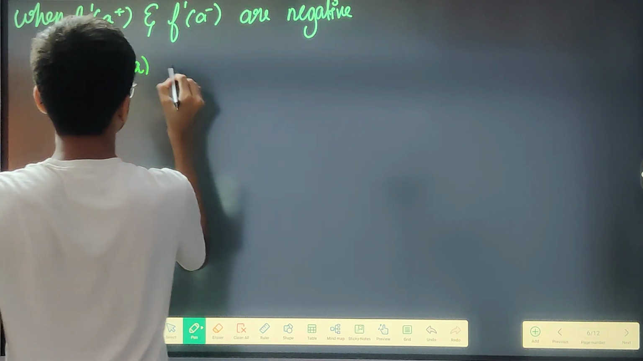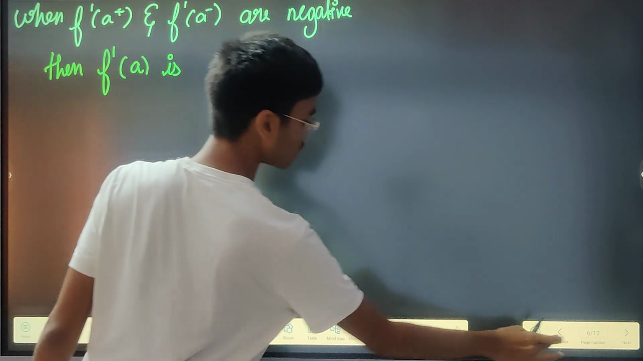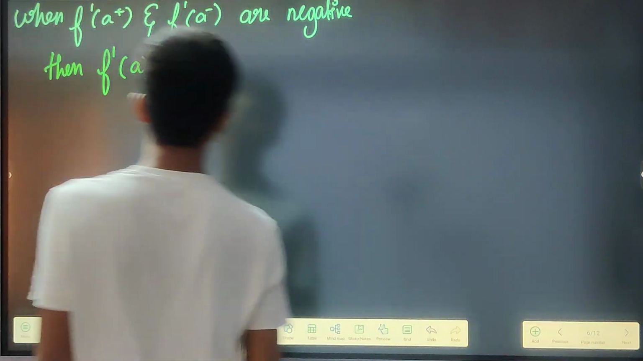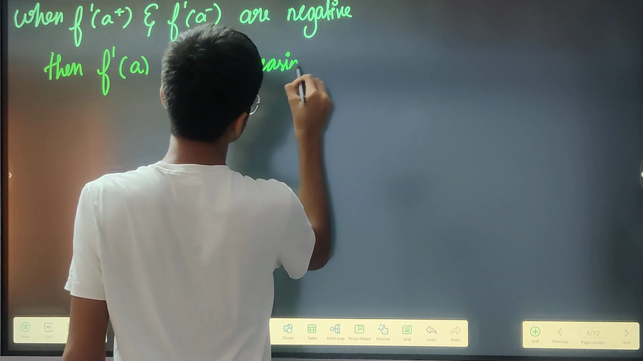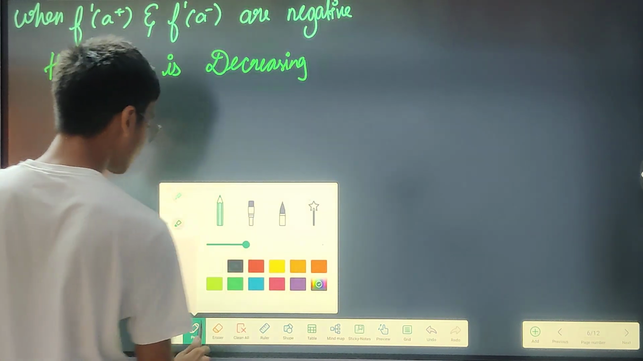when f dash of A is what? Here it is decreasing; increasing is what I wrote before, okay, perfect. Here it is decreasing. Then also one more condition is there.